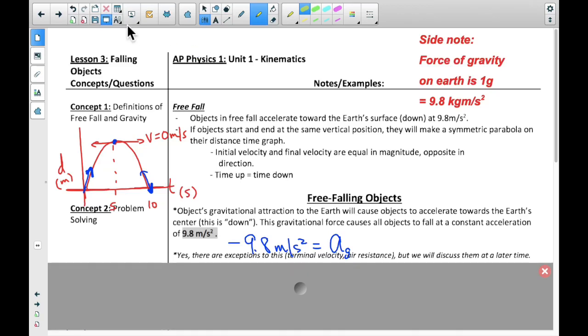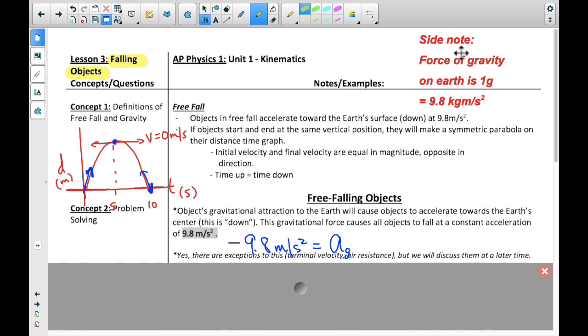Hi everybody, in this video today we're going to be doing the first couple of examples on the lesson on falling objects. So we've been dealing with the kinematic equations and we're going to continue to deal with those kinematic equations. It's just now we're talking about when things are falling.